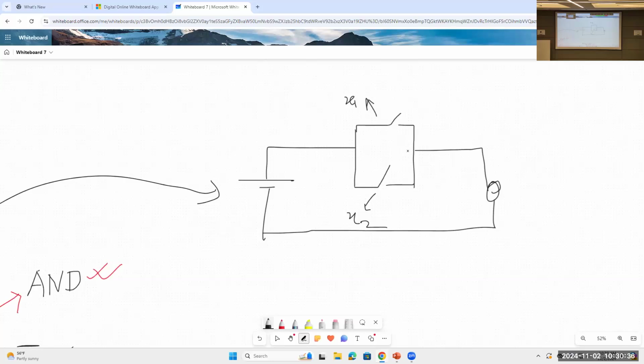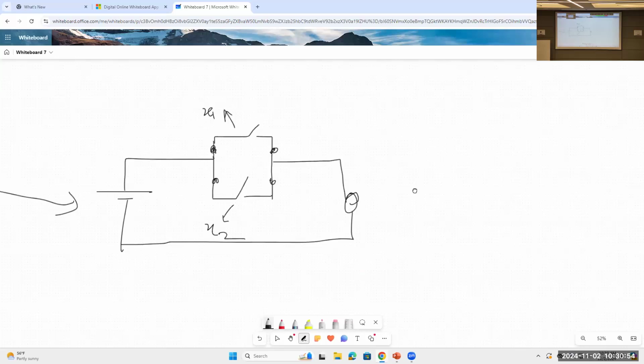How do you say this is parallel? The x1 has two terminals, right? This terminal and this terminal, and x2 also has two terminals, this terminal and this terminal, and both terminals are connected. So then we call this parallel. Okay, so let's analyze this circuit again.